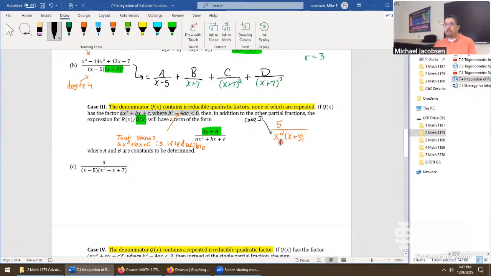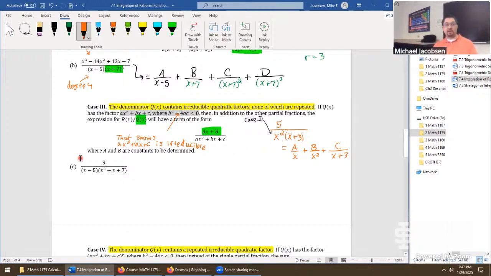X squared is not, because it factors as x times x. So this decomposition here would be indicated by a over x. We're at power 1. Because it goes all the way up to power 2, we need to go plus b over x squared, then plus c over x plus 3. So that's the big danger with case 3. You're looking for specifically things with a negative discriminant. That's not the case with x squared whatsoever. That would have discriminant exactly 1, which is positive.